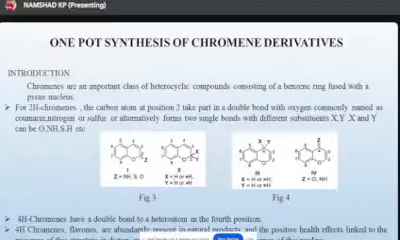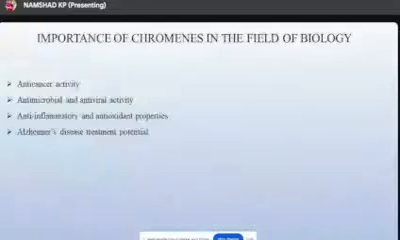Chromenes are broadly classified into 2H-chromenes and 4H-chromenes. In 2H-chromenes, the carbon atom in position 2 participates in double bond formation or substitution, whereas in 4H-chromenes, the double bond is located in the 4th position. 4H-chromenes, which include flavone derivatives, are abundantly present in natural products. The proven health benefits associated with these compounds further enhance their importance in biological and pharmaceutical research.